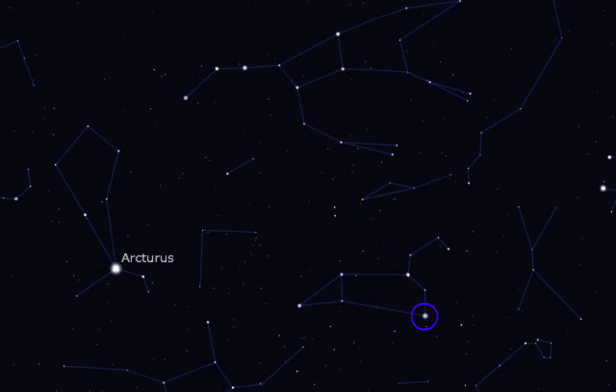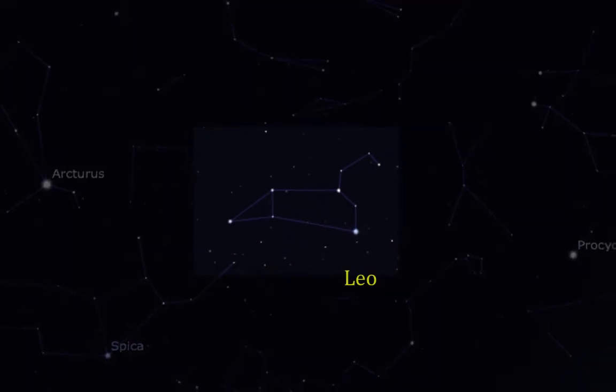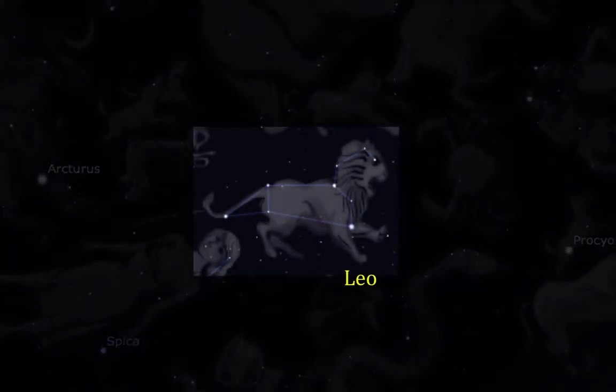This bright star is called Regulus, and if you look above it, you see what looks like a coat hanger, or perhaps a scythe, or a backwards question mark. This is the head of Leo the lion. So again, we'll put up our artwork.